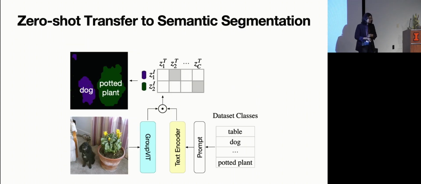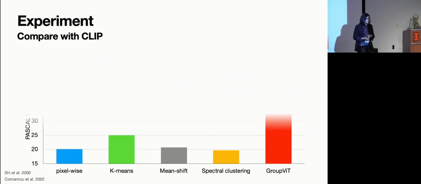So as I described previously, once we had trained our model, we could use the Group ViT image encoder to produce the segments. We would then get the visual representation from each segment and match it to the text representation of an open vocabulary to classify them.